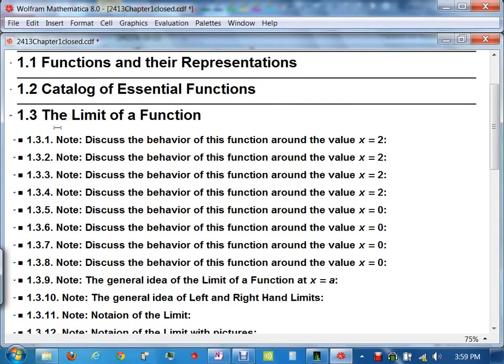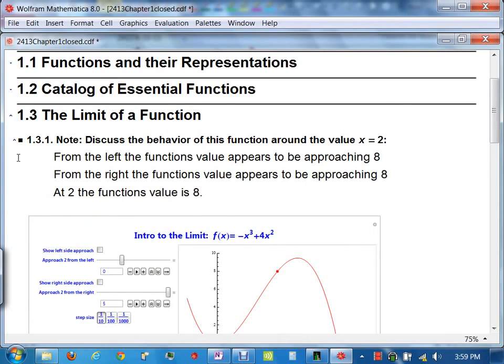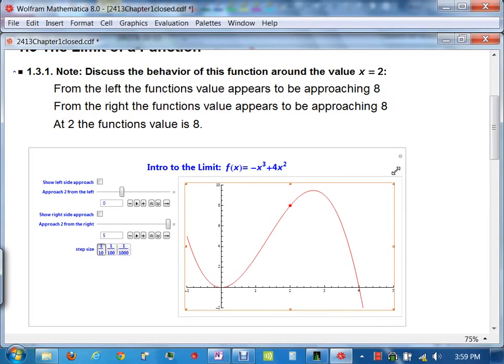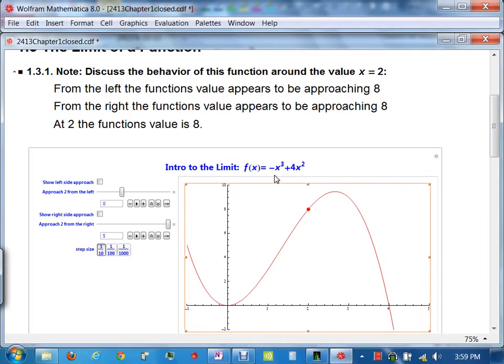Whoa, whoa, whoa. It says, discuss the behavior of this function around the value x equals 2. I think I'm going to kill the light so we can see that a little better. So let's take our time through this because, like I said, this is the most important thing in calculus, understanding the idea of a limit. So here's our function right here. It's what type of function?